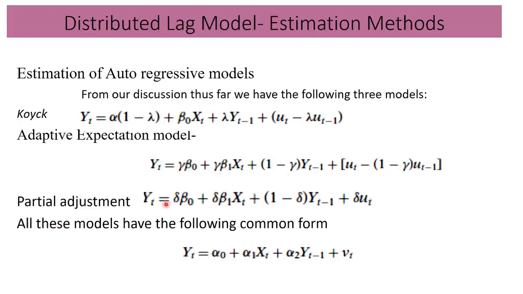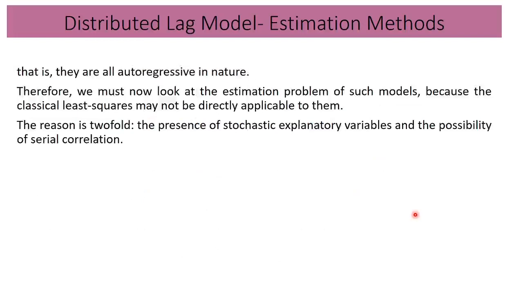And the partial adjustment model is yt equal to delta beta 0 plus delta beta 1 xt plus 1 minus delta yt minus 1 plus delta ut. All these models have the same common form, that is yt equal to alpha 0 plus alpha 1 xt plus alpha 2 yt minus 1 plus vt, where the coefficients are combinations such as alpha 1 minus lambda, gamma beta 0, lambda beta 0, etc. That is, they are all autoregressive in nature.